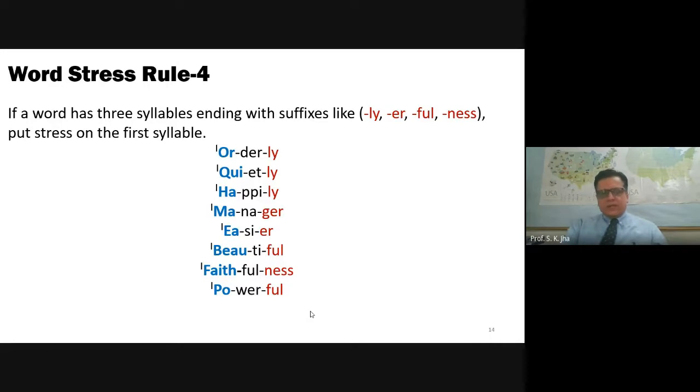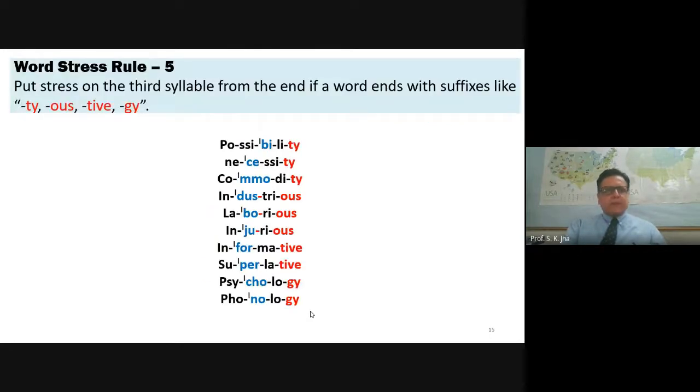Well, I think I should move further. Well, this rule is again very interesting and easy to remember also. It says that you have to put stress on the third syllable from the end if a word ends with suffixes like ty, ous, tive, gy.